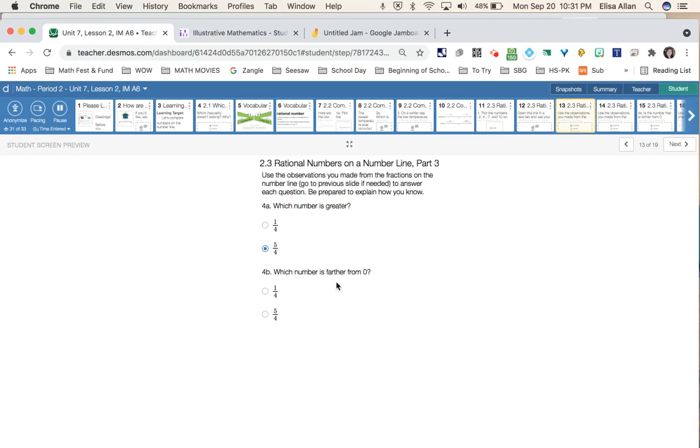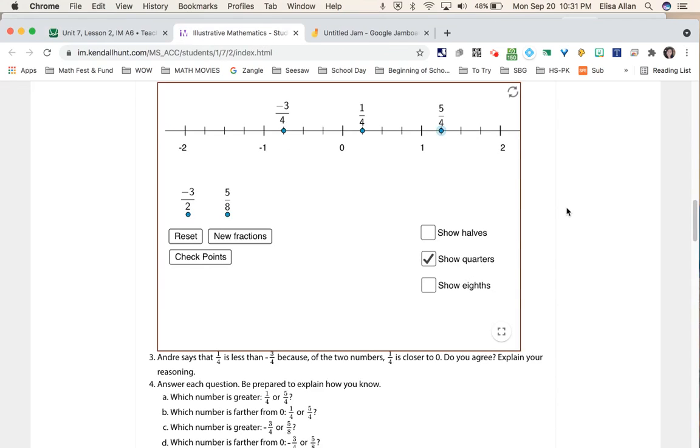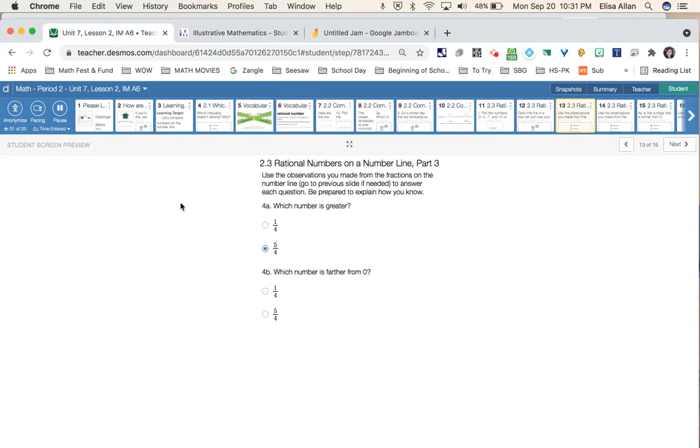Now, which number is farther from 0? Take a look here if you need to. Of these two numbers, the same numbers, which is farther from 0? Yep, 5/4 is 5/4 away from 0, where this is only 1/4 away. So in this case, 5/4 is also farther away from 0. So the greater number is also the number that happens to be farther away from 0.